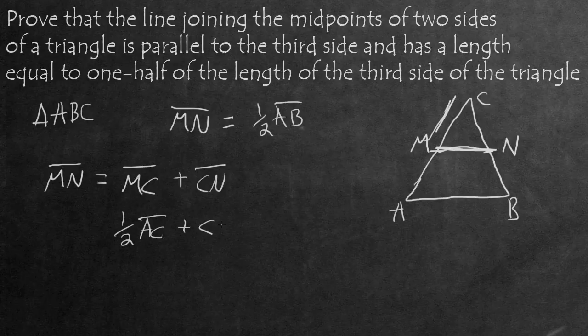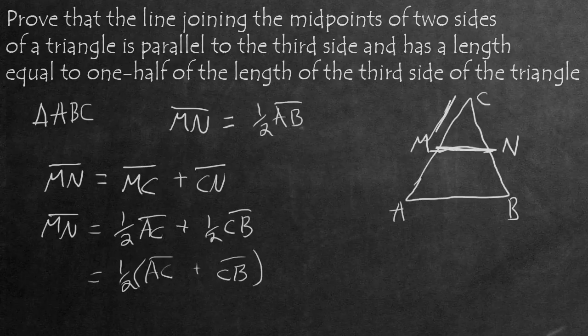Let's go ahead and change the next one, CN. What's this equivalent to? It's the same situation as the first term. It's also half of CB. So we can replace it with 1/2 CB, and all of this is still equivalent to MN. Now what can we do? We can factor out the 1/2 because that's the common factor amongst these two terms. If we factored it out, we would get 1/2 times the line AC plus the CB line, equal to MN. Now we have to simplify it a bit further.